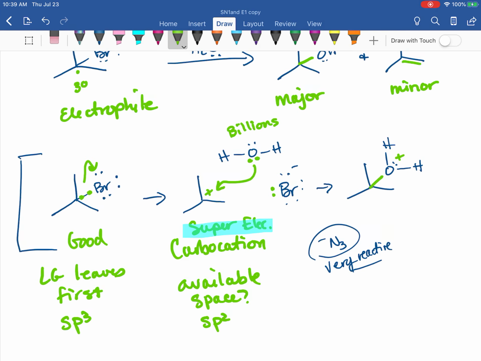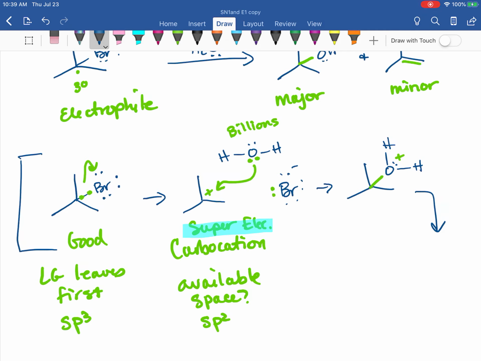Now we've got a charge on that substrate. We've got a charge on that oxygen. Why? Because you're sharing a lone pair that you're not used to sharing. Water was nice and neutral, and now you're sharing that lone pair. So we're not done. You have a charged species. Your mechanism isn't done until you're nice and neutral.